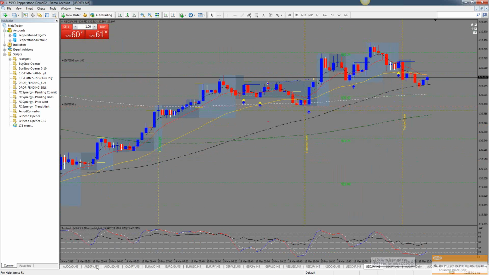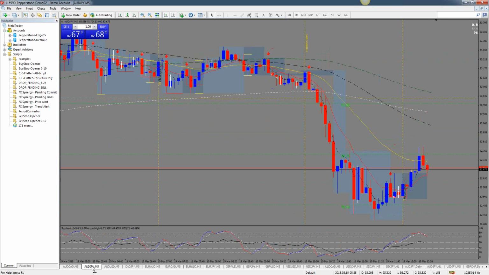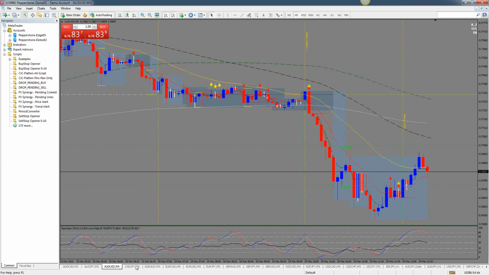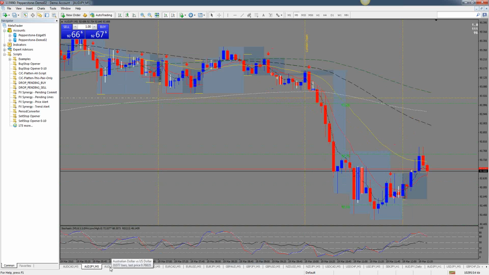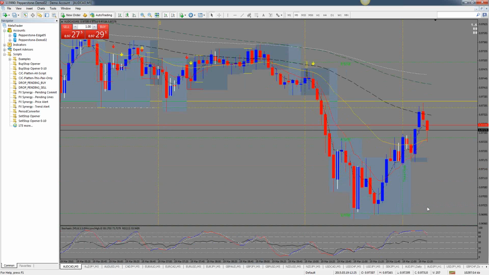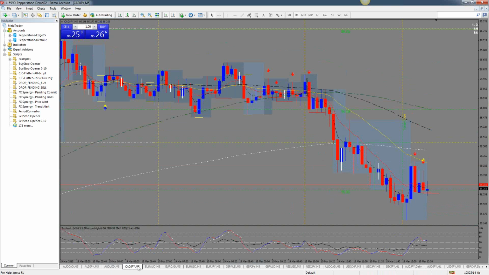All right, so UCAD's coming back up, or UJ, sorry. All right, potential setup happening on the Aussie dollar, on the Aussie yen. And we have a crossover on the Aussie CAD, the opposite direction. So I don't know who's making that noise, but I need it to stop, please.